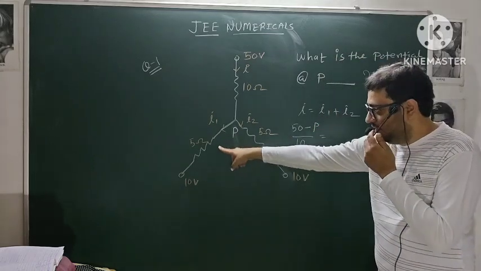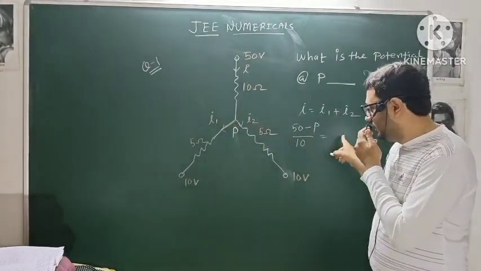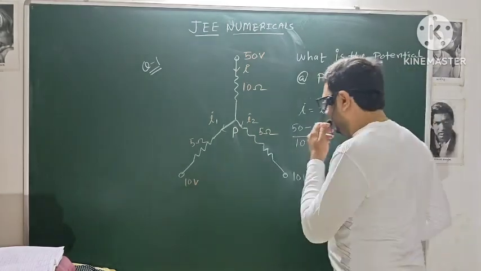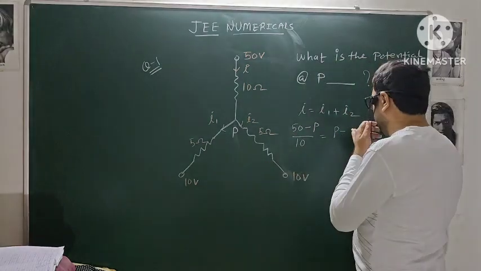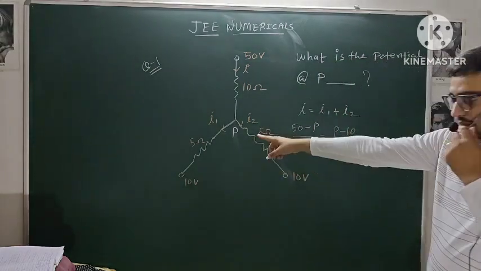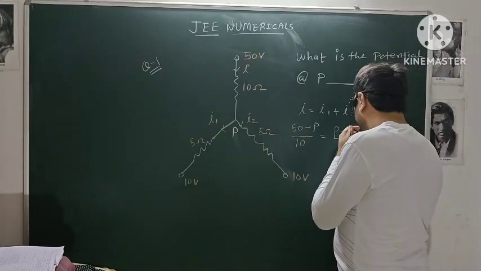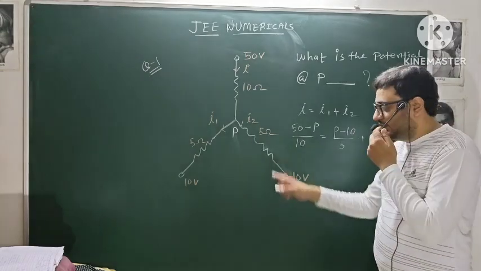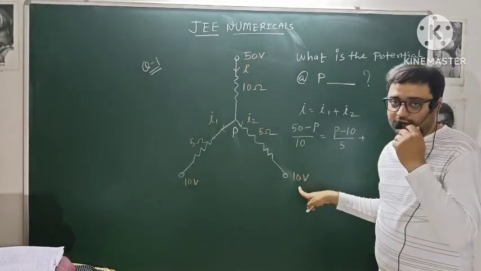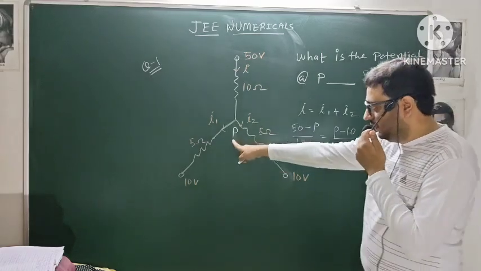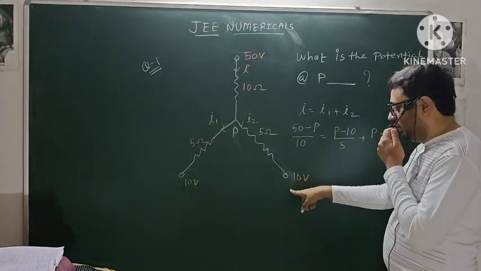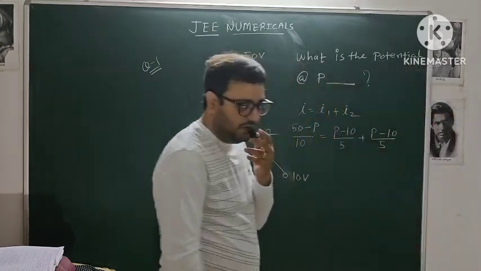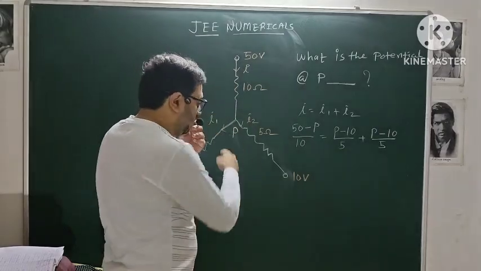In the second branch, the current that passes is I1, but here the potential is P. Initial potential minus final potential is 10 volt. So we can write P minus 10 divided by the resistance, that is 5 ohm, plus in the third branch the current that passes is I2, and the resistance given is 5 ohm, and the final voltage is 10 volt. So initial, P, minus final voltage 10, divided by 5 ohm. Now simplify this equation, then we get the final potential at point P.